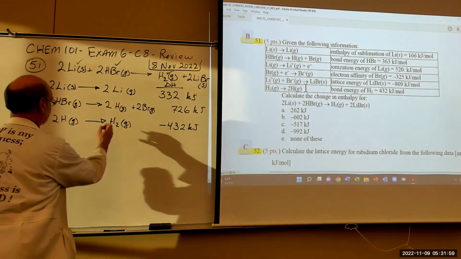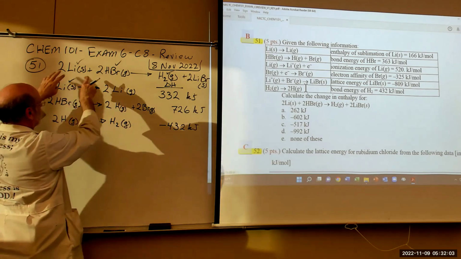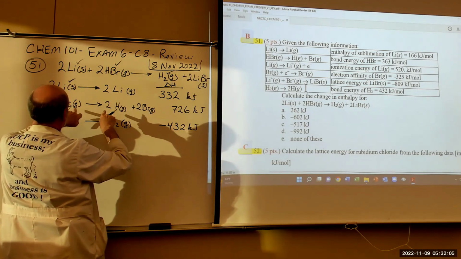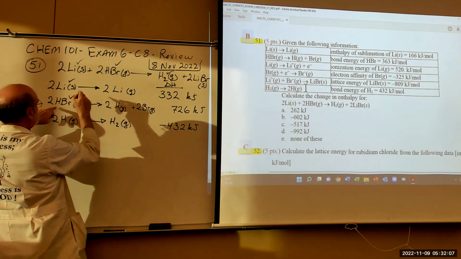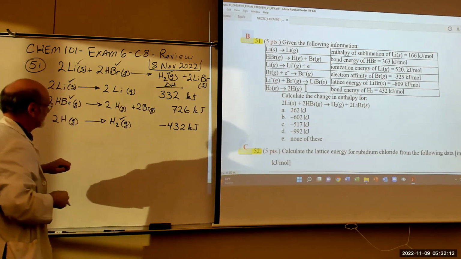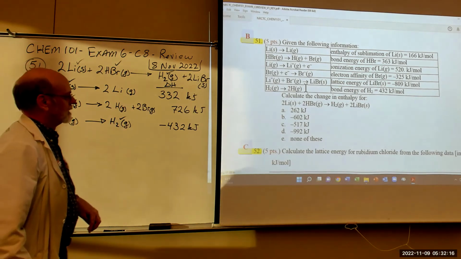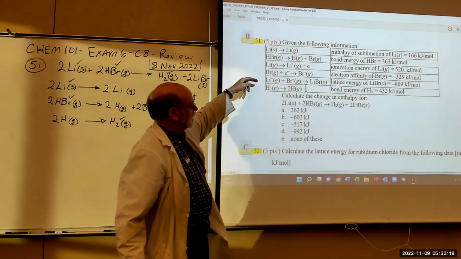Okay. Let's see, let me keep track of these two. That one, this one, that one, and this one, that one. Okay. Now, lithium bromide. Lithium bromide, we use for lattice energy.